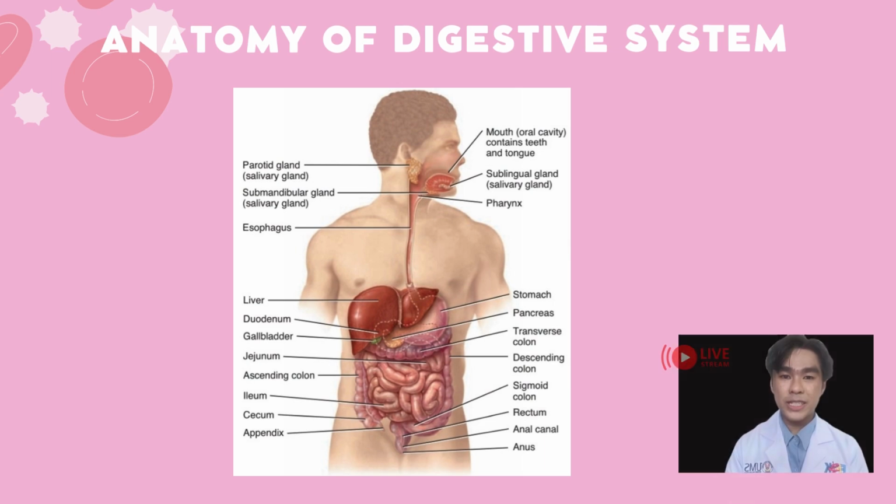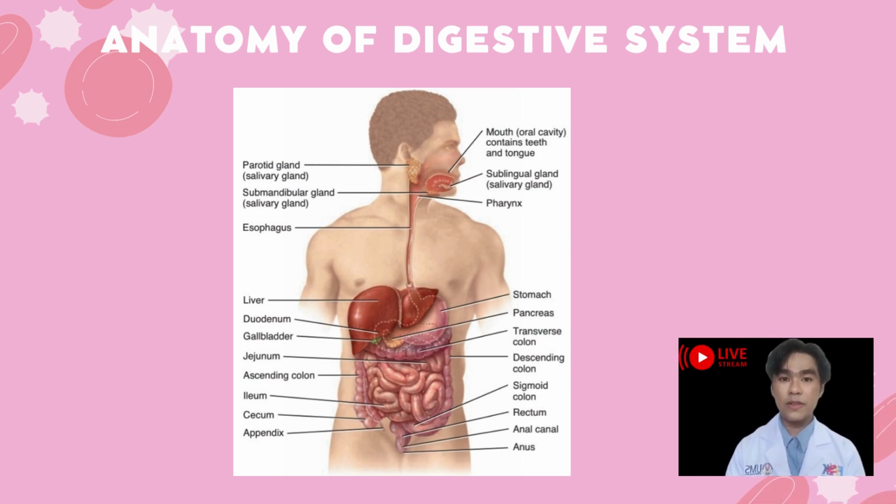We begin this presentation with the anatomy of the digestive system. As you can see from this picture, this is the anatomy of the digestive system and all the organs included in this system. Overall, the organs in the digestive system can be divided into two groups, which are the gastrointestinal tract, GI tract, and also the accessory digestive system.